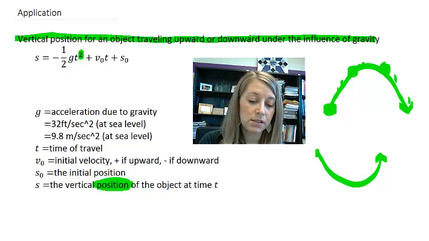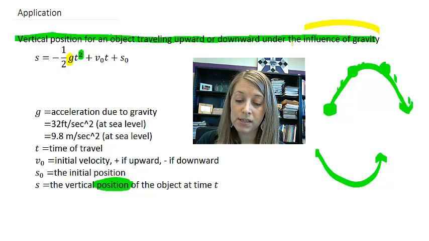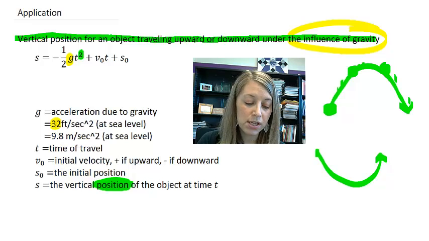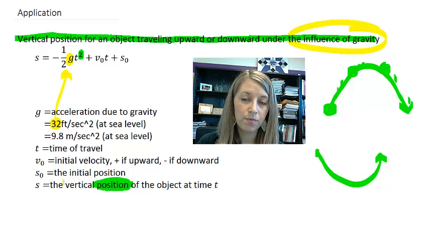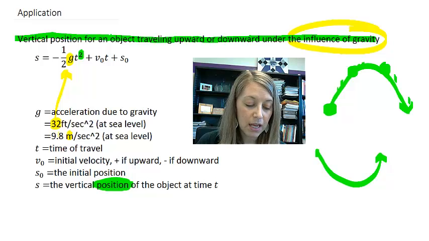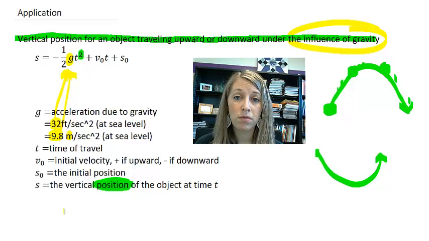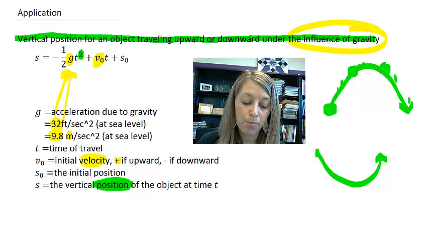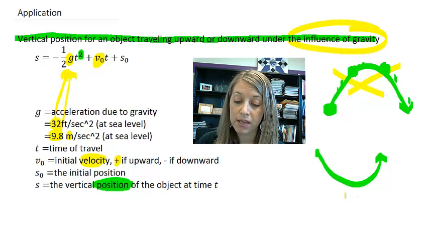And then the rest of these. G stands for gravity. That's why this is under the influence of gravity. If we're working in feet per second, the number that we're going to substitute in for there is 32. If we're working in meters per second, the number that we would substitute there is 9.8. So it's either one of those two numbers, and that will never change. This V sub 0 is the velocity, which is either positive if you're throwing it upward like this, or negative if it's moving downward like that.